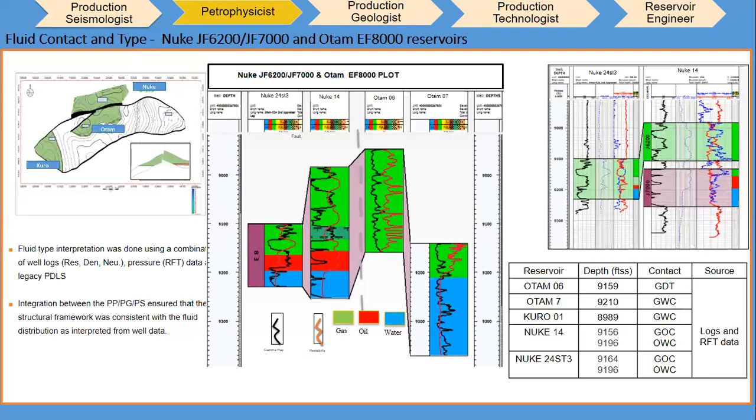Moving on to the EF8000, we get to see that we have our contact clearly identified here. And at this point, we could say the line separating that shows the fault. And we could say actually there is a communication at that level. The contact level is at 9,210 for the Autumn field, that's the gas water contact, while the oil water contact is 9,196.